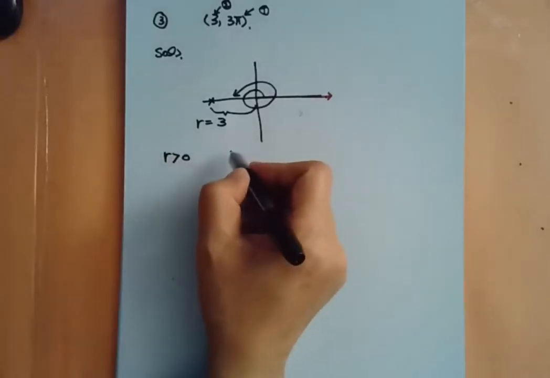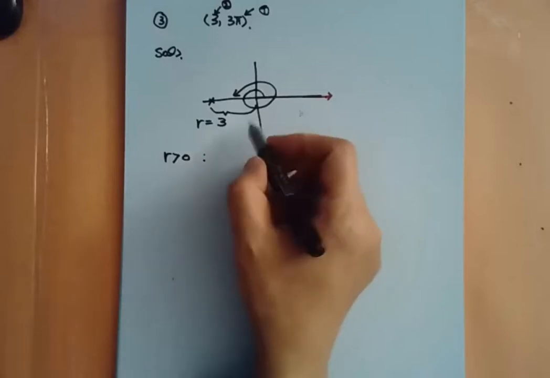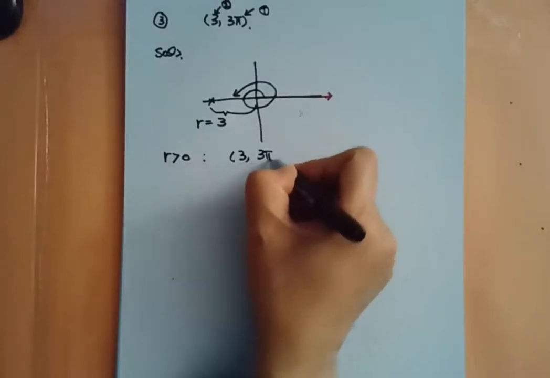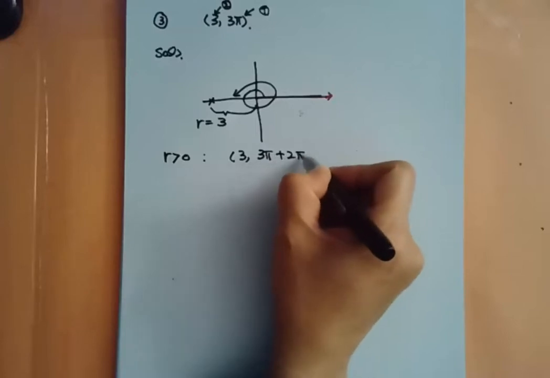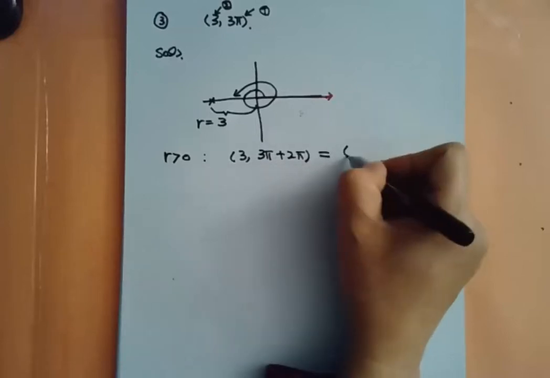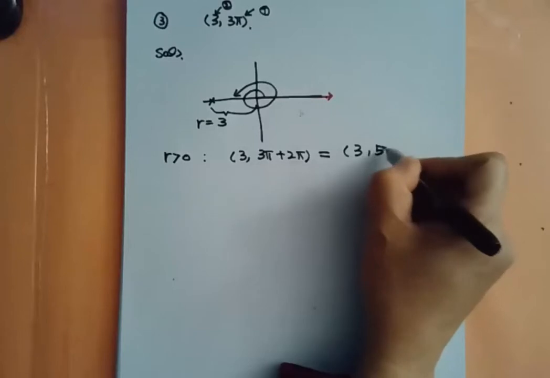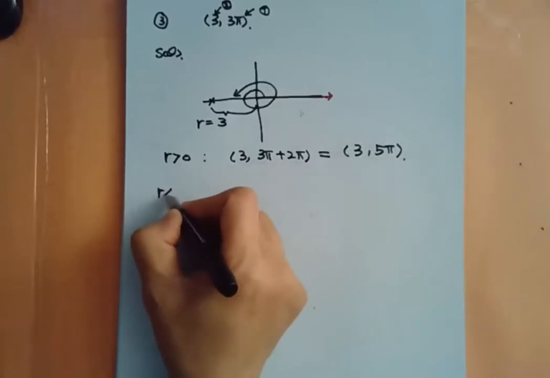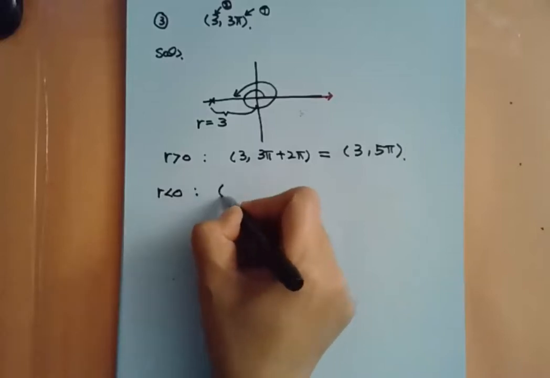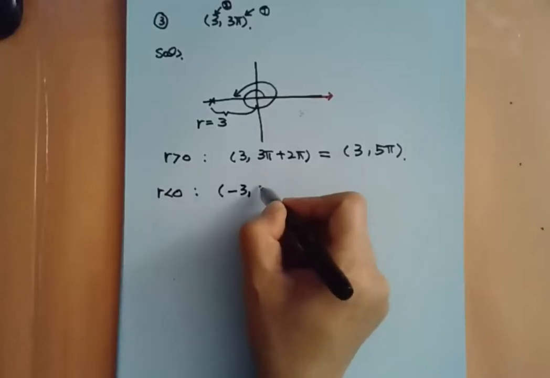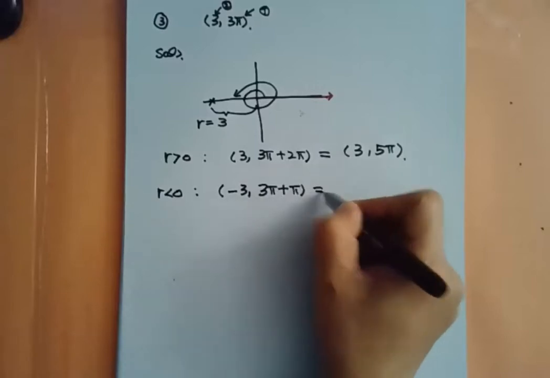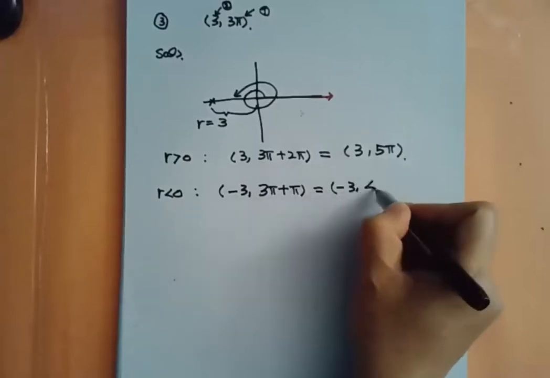So the other routine will be the same. r is greater than 0. Then we think about 3 and 3 pi plus 2 pi. And then we get 3 and 5 pi. So we are getting the coterminal angle. And r is less than 0. Then that is minus 3 and 3 pi plus pi. So that becomes minus 3 and 4 pi.